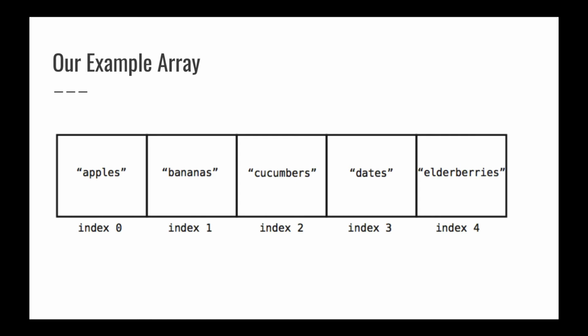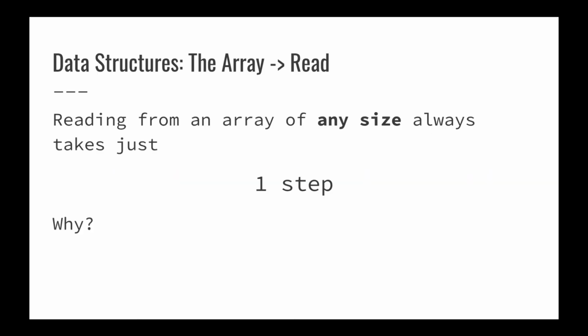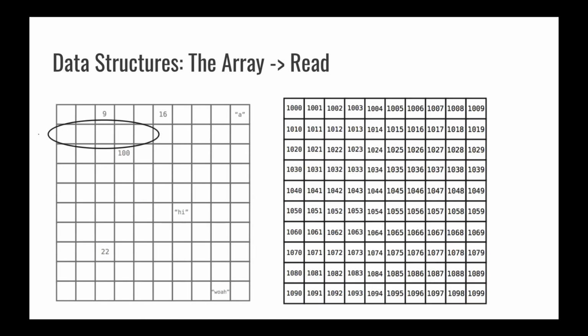How many steps does that take? The software engineer understands how a computer works under the hood and understands that reading from an array of any size only takes a single step. Why is that? I thought the computer doesn't have eyeballs. It has to do things sequentially. So this gets to understanding how a computer's memory works under the hood.